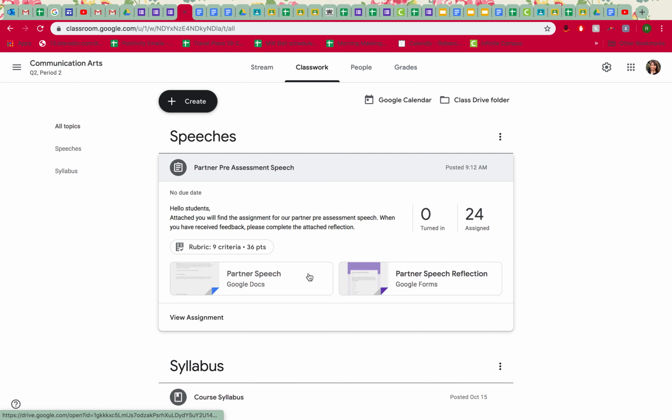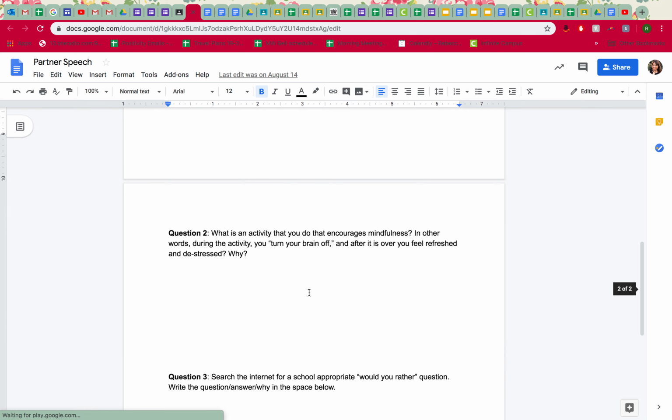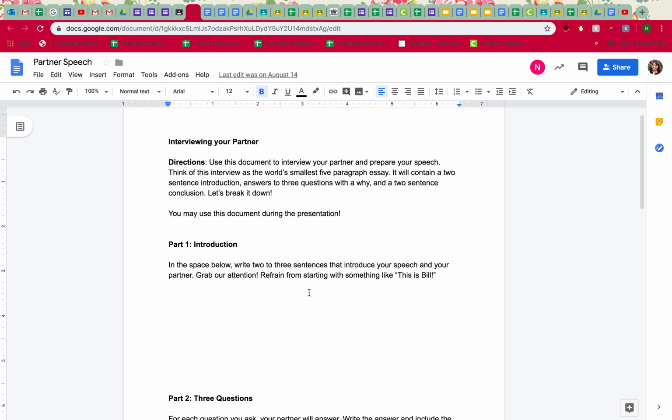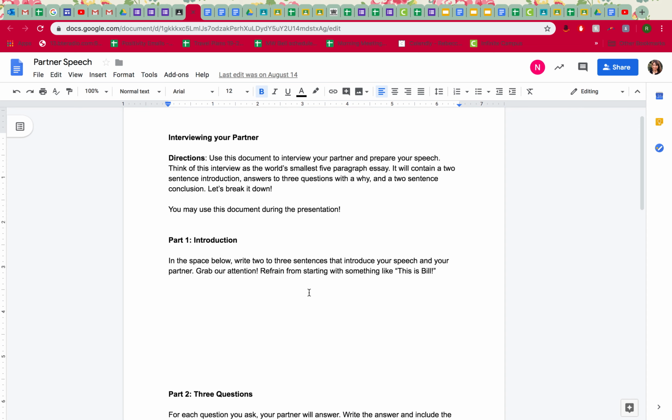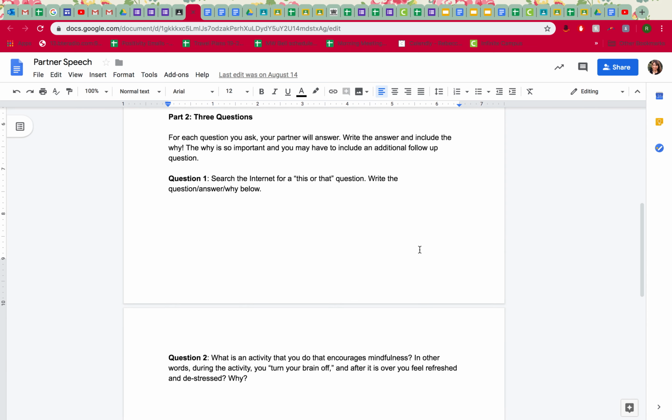Basically, what you're going to be doing is interviewing a partner and introducing them to the class. I've attached an outline that you can use to collect information about your partner and write a very brief outline for this speech. So you can take notes on this and you can use it when you go up to perform. You're going to start by writing a 2-sentence introduction about your partner. You want to refrain from starting with something like this is Bill or this is Jim or this is Sandy. Open with something creative.